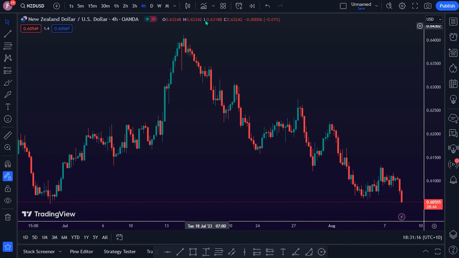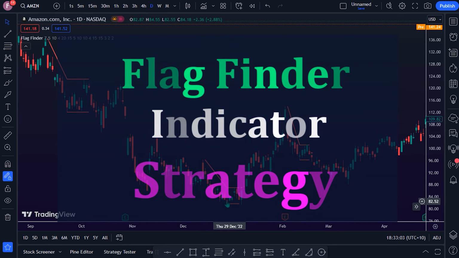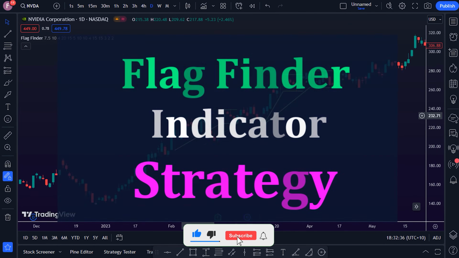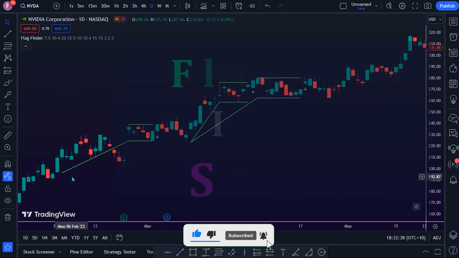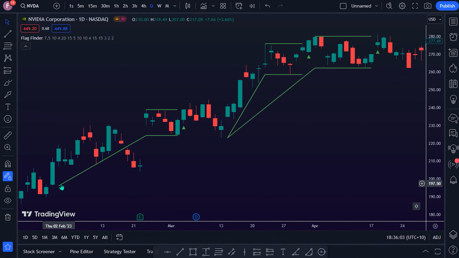In this short video, I will show you how to build a powerful trading strategy with the Flag Finder indicator to detect trade opportunities in the market. The Flag Finder indicator is a technical analysis tool to identify bull and bear flags. What are flags? Flags are continuation patterns that occur within the general trend of a security.